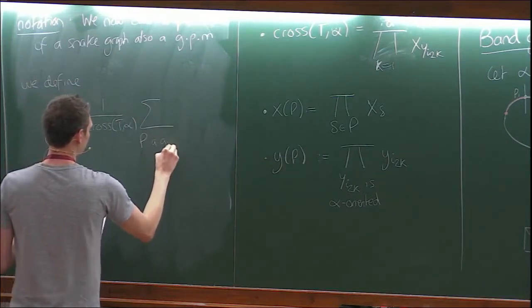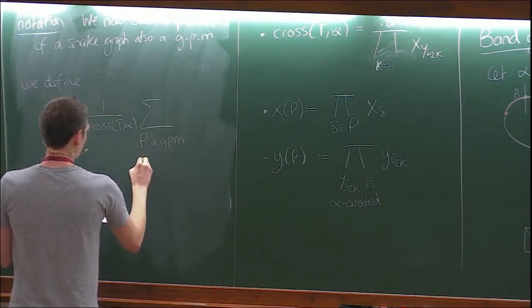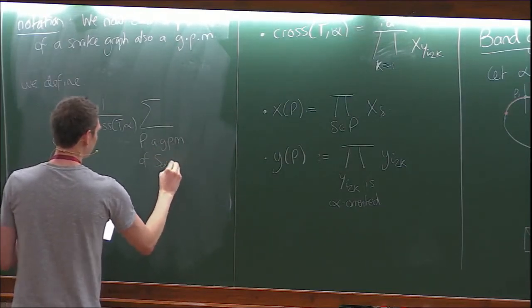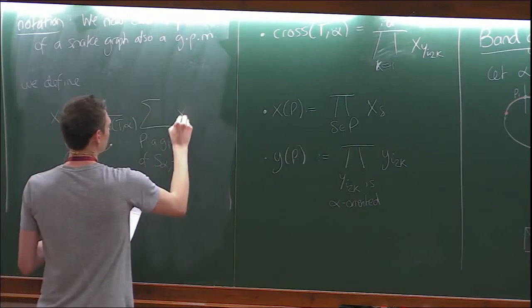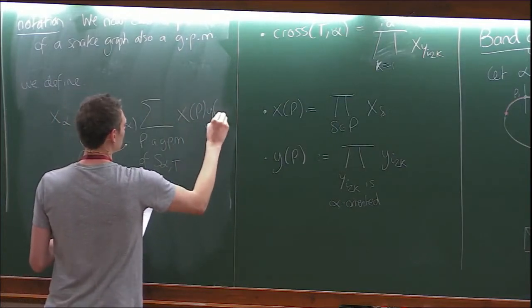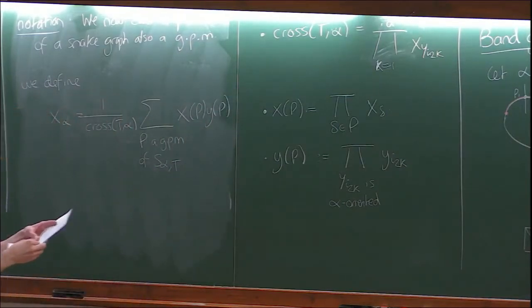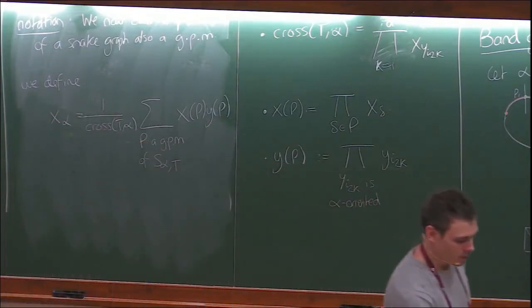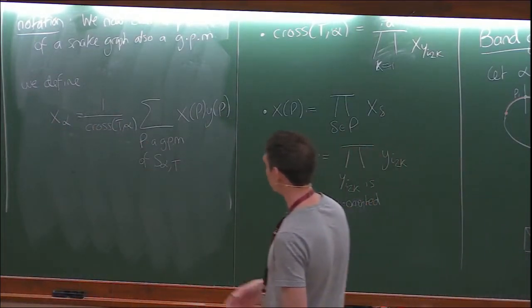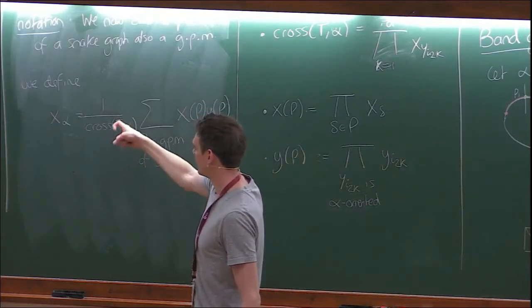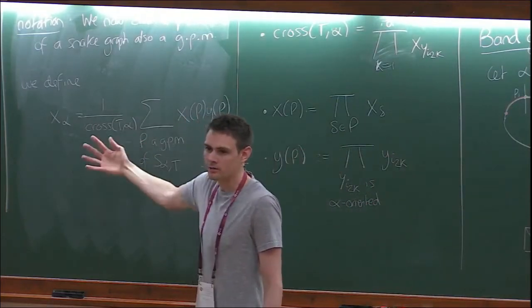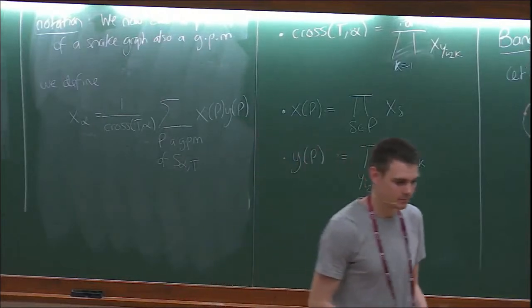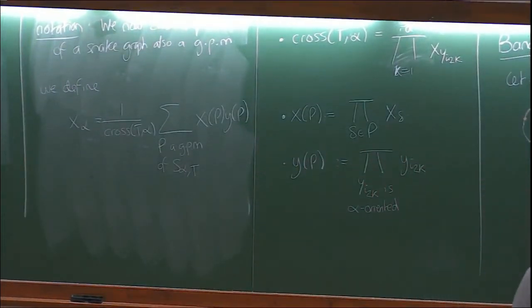P is a good perfect matching of the associated snake graph or band graph. XP, YP remain the same. Okay. Right, so we know that for arcs, this is exactly the cluster variable, and for closed curves, we're just artificially defining it in this way.